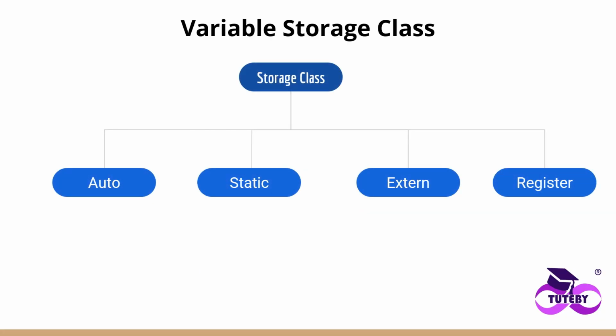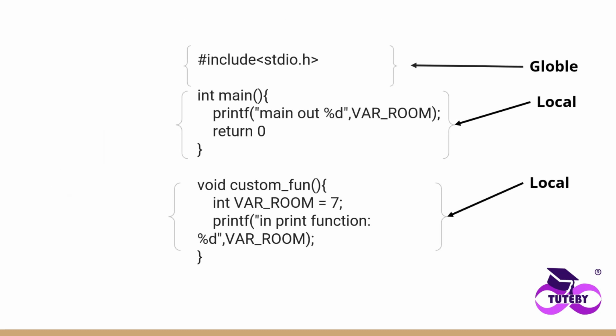Storage class has 4 types: auto, extern, static, and register. Before this, let's see some terminologies. This is a block. This is the entire program. And this is global and local.